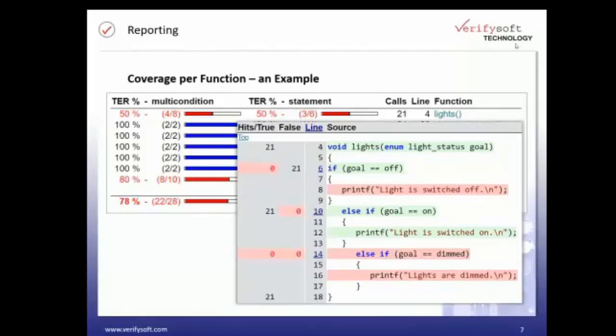For example, in line 6 of this code example, we have an if statement, and the numbers aside means that this if decision has been executed as true 0 times, and it has been executed as false for 21 times.